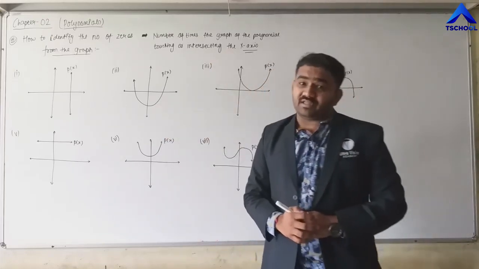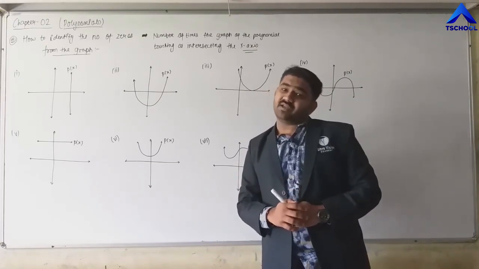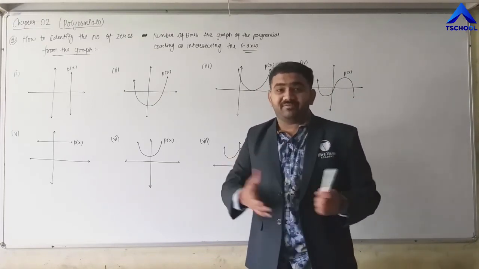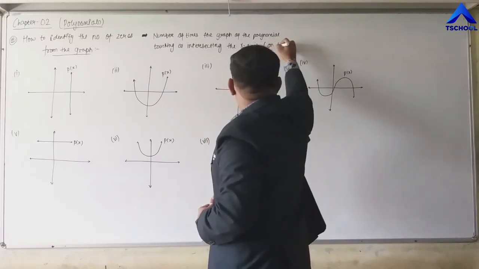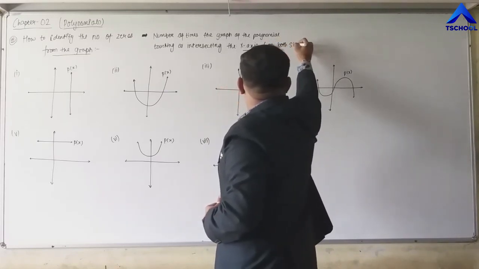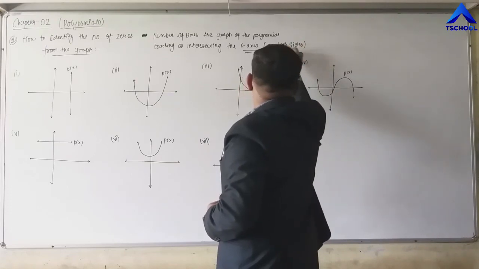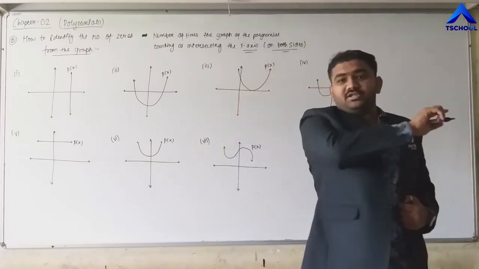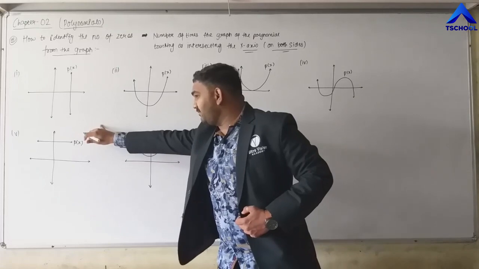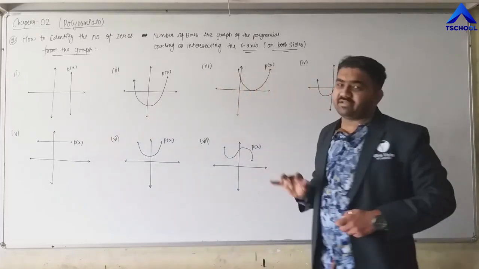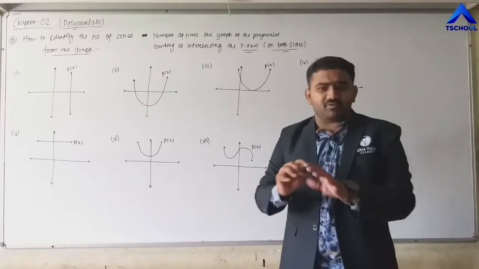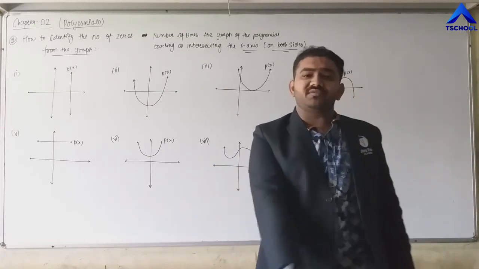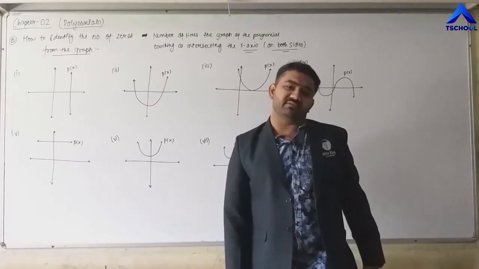Now, you might come with a question: sir, the x-axis has a positive side and a negative side, so which side are we going to consider? We are going to consider both sides, either positive or negative. That means the whole x-axis, starting from negative infinity to 0 to positive infinity. If the graph intersects or touches anywhere on the x-axis, that many zeros the graph of the polynomial will have.